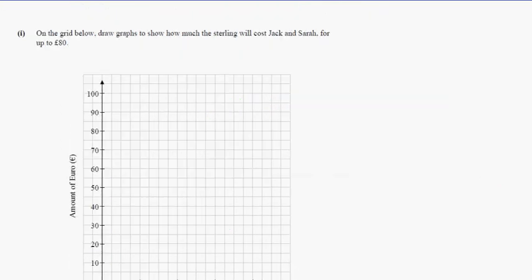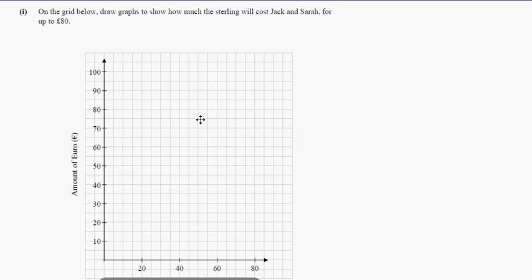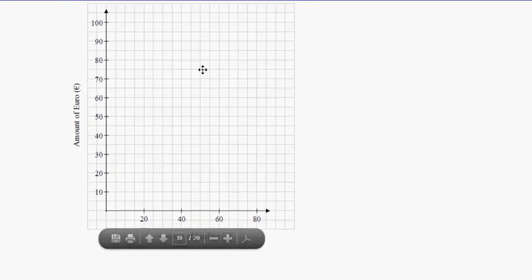Okay, question 8 part 1. The grid below shows the graph to show how much sterling will cost Jack Sarah for up to €80.